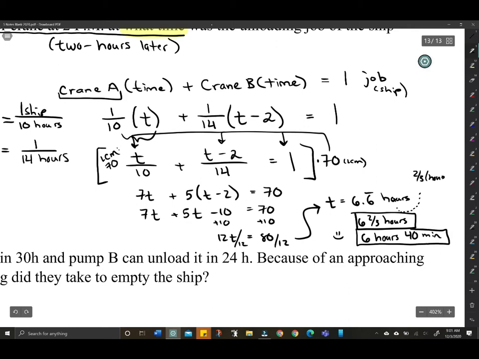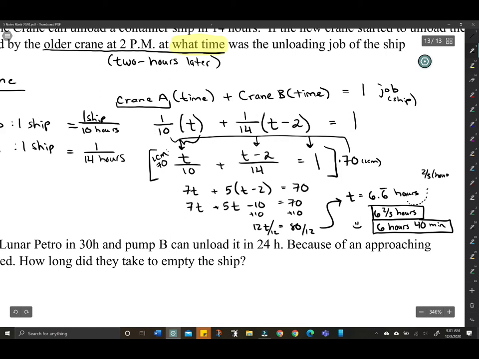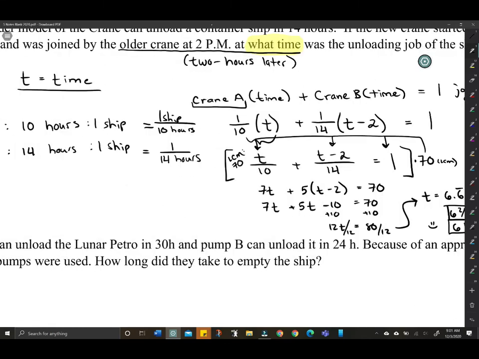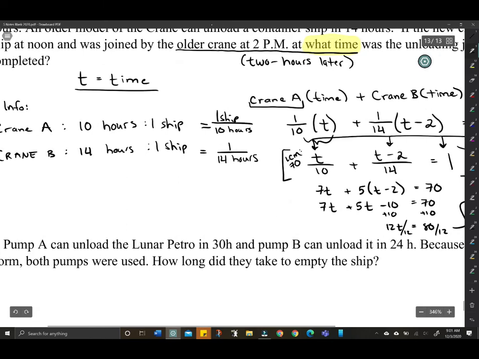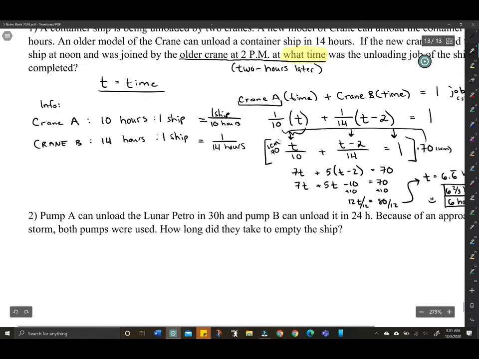Start by finding out what you're trying to find. That's always the first step. Write some information for yourself and then do your best to figure it out. So that was the first one to go through. Let's check out another example.